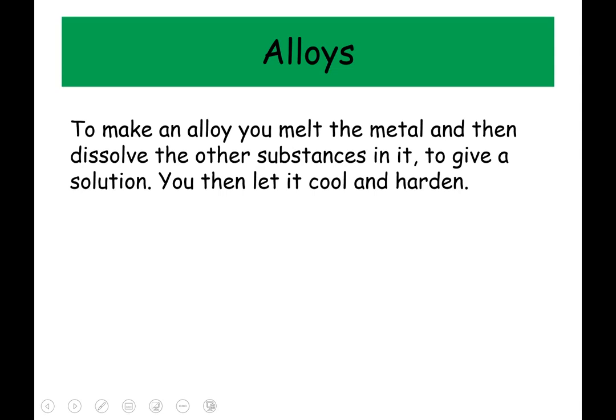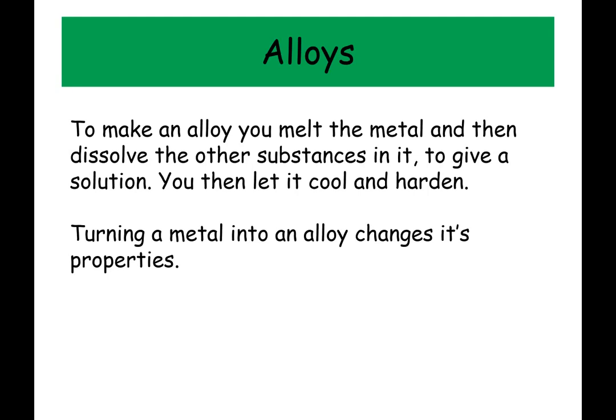Okay, so how do we do this? To make an alloy, you have to melt the metal and then you dissolve the other things in it. So you melt the metal and then add the other substances to it, giving a solution. You then let it cool and let it harden, and that's as simple as that. You have made your alloy.